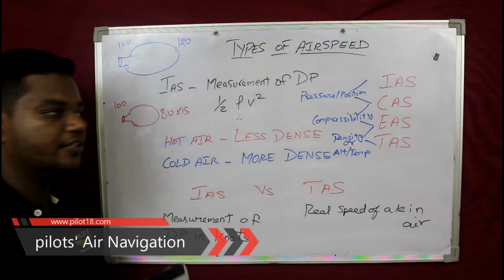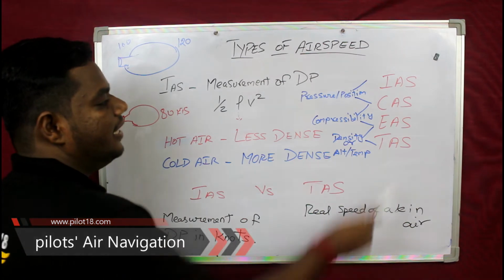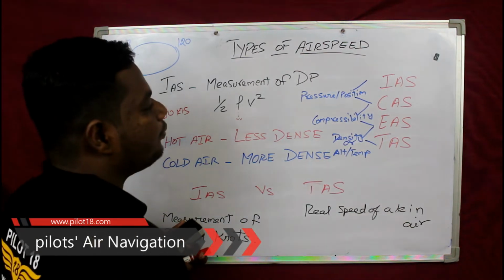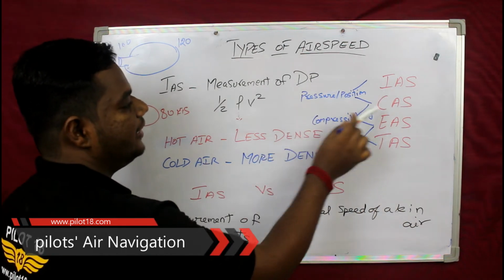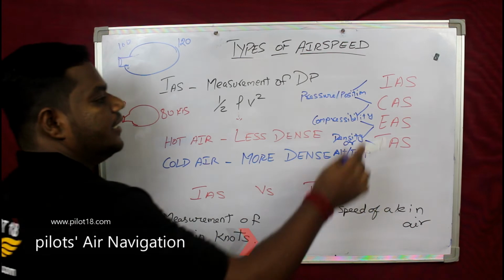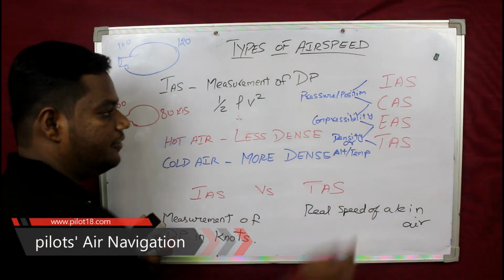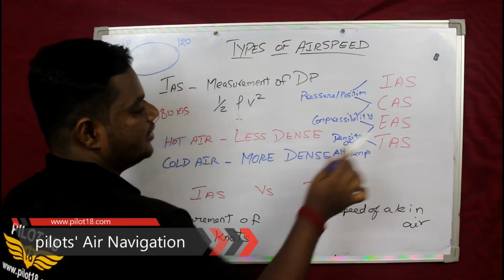indicated airspeed corrected for pressure, and you can easily remember this by ICET. Okay, indicated airspeed corrected for pressure and position, you will get calibrated airspeed. Calibrated airspeed corrected for compressibility, you will get equivalent airspeed. And equivalent airspeed corrected for density or altitude and temperature, we get TAS.